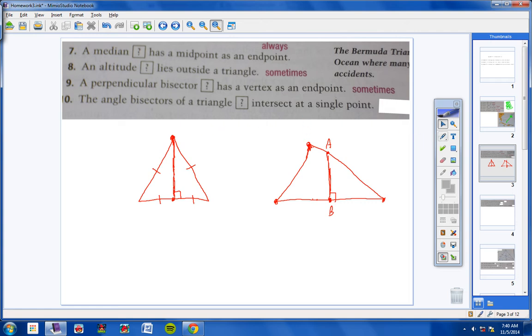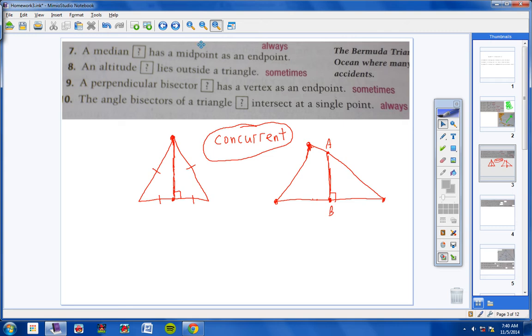All right. The angle bisectors of a triangle intersect at a single point. In other words, the angle bisectors are concurrent. They all intersect at one point. That's always true. Guys, we talked about that in your notes. Angle bisectors, perpendicular bisectors, altitudes and medians are all concurrent. All of them meet at one point. Okay? All of them. So always, okay?